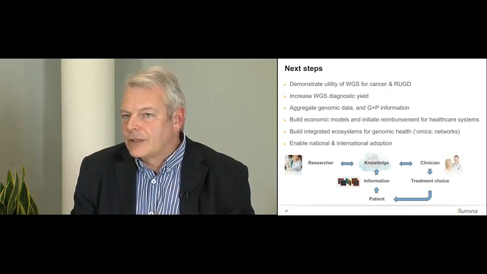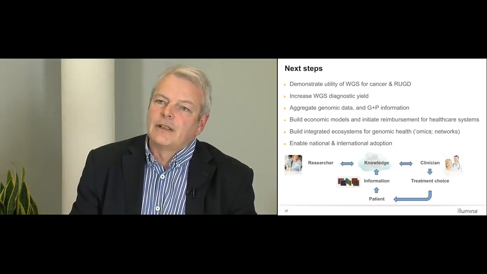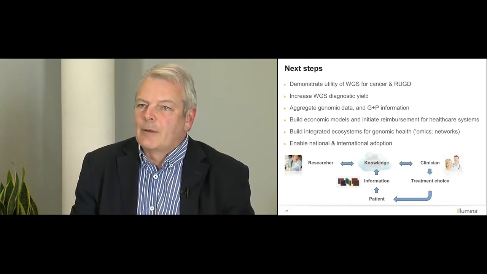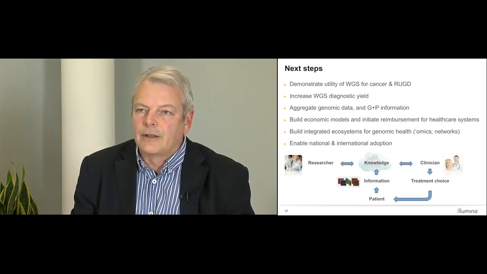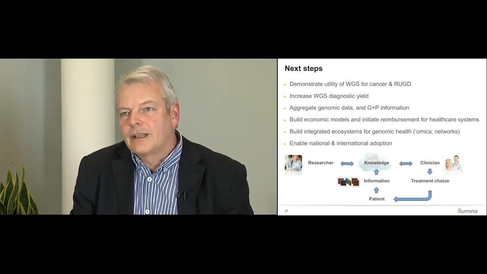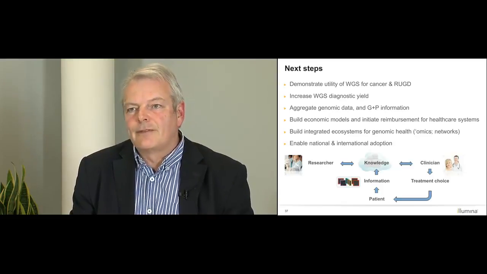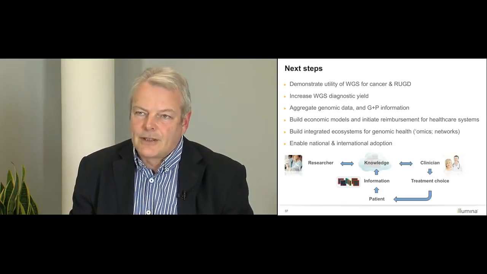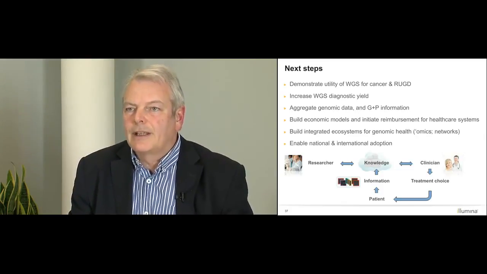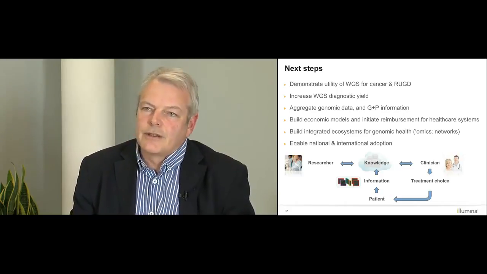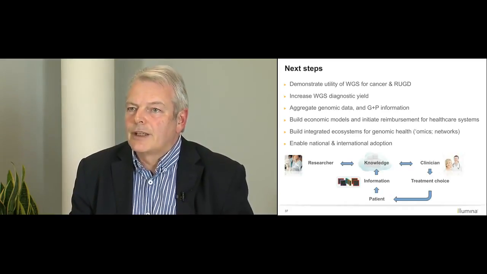I've mentioned aggregation of data. We need to learn how to do that much better and at scale. And we also need to look at the impact on healthcare, to build economic models and initiate the reimbursement from healthcare systems. We have some interesting collaborations going on. In England, of course, it's a state-funded health system. In the US, it is not. And so reimbursement is a very different question and requires different evidence data sets to actually help decide about the value and utility for reimbursement. And we have some interesting collaborations going on in that regard, particularly with rare genetic disease at the moment, but possibly soon with cancer as well.